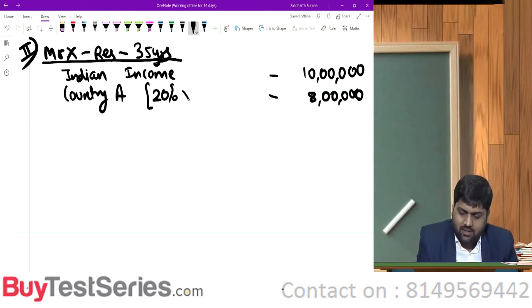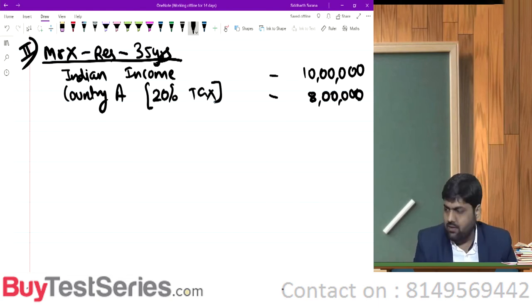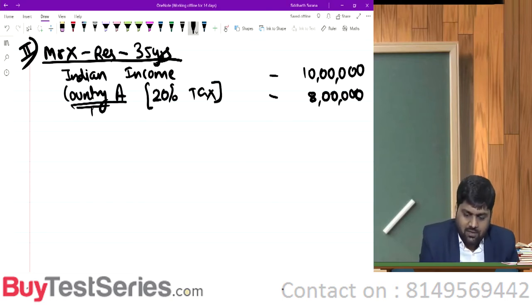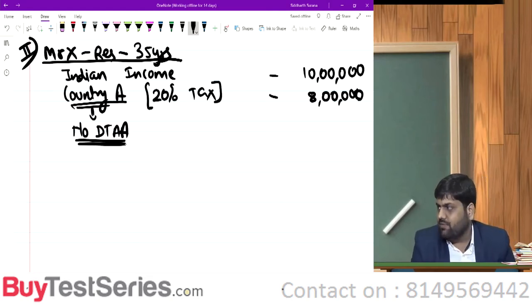In that country A, on this 8 lakh rupees, he has paid 20% tax. Till now the example is the same, except the income numbers. Once again, India does not have a double taxation avoidance agreement with that country. Once again, there is no DTAA between India and that country. So once again, it becomes the same.